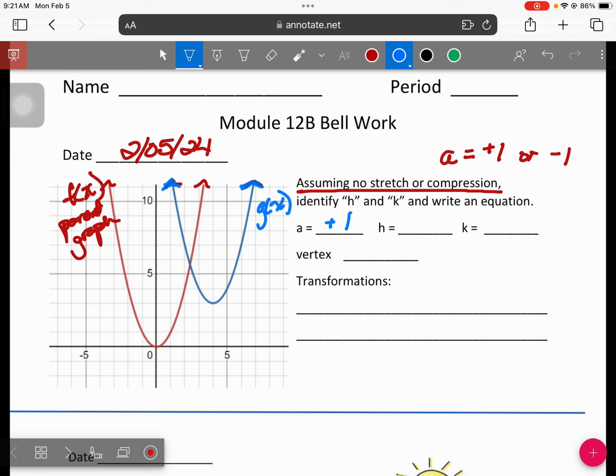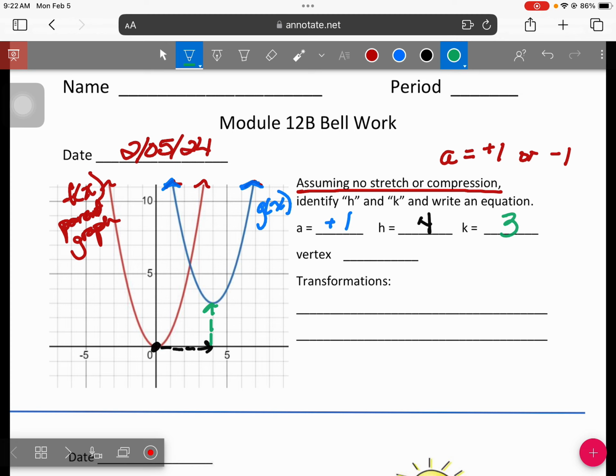H, does that mean I'm going from left to right or up and down? Left or right. So as I look at my transformed graph from my parent graph, did I move to the right or to the left, and how many spaces? We went 4 units right. So that is 1, 2, 3, 4 to there. So H is equal to 4, yes. And K, that's the kangaroo. Did I go up or down, and how many places? 3 units up. 1, 2, 3. So K is equal to 3.